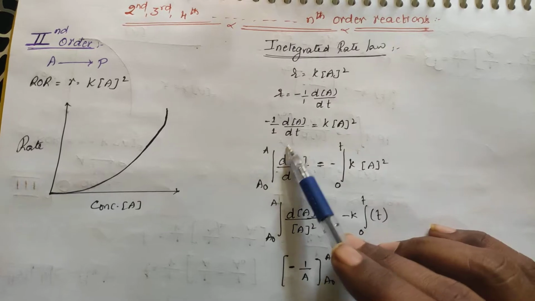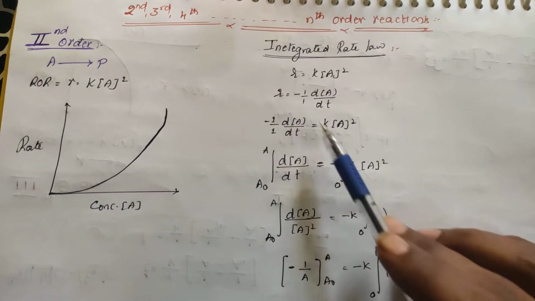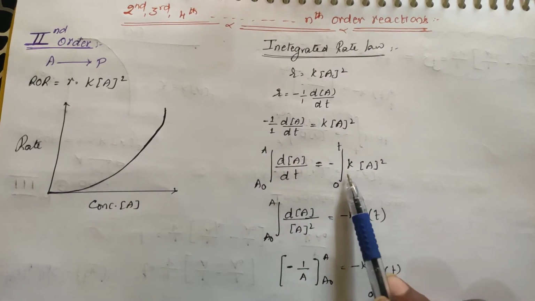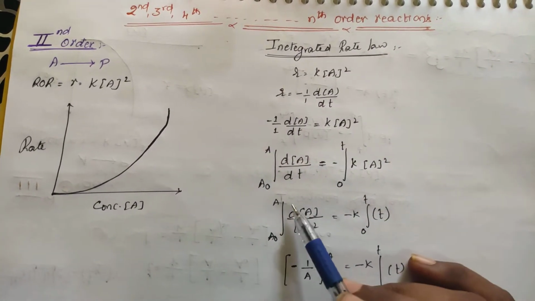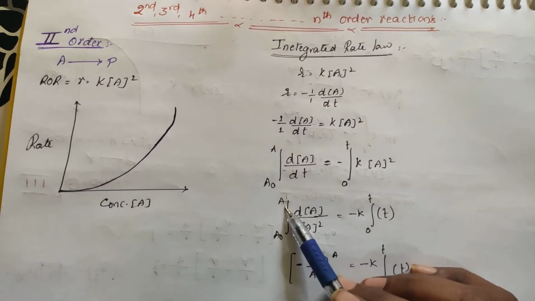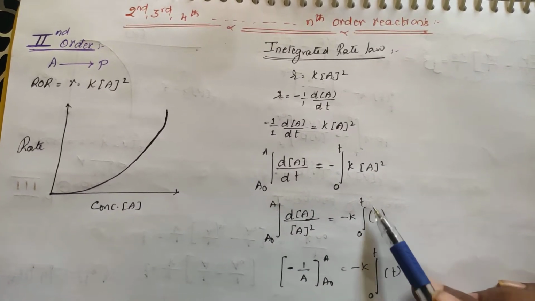So if you send A square this side, if you send T this side, what will we get? dA by A square equals K into dt. If you send minus, this one will become minus K into dt. So on integrating it, if you integrate this equation dA by A square, integrating with respect to initial concentration to the final concentration, here initial time to the final time.